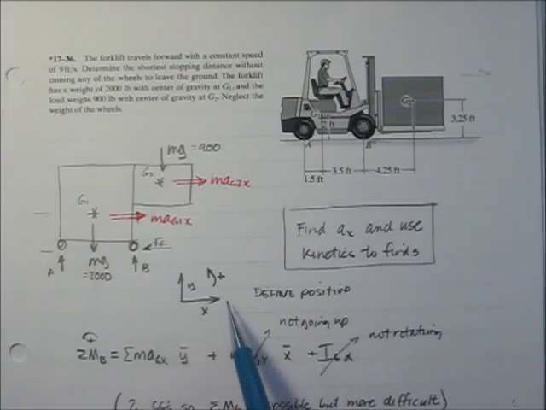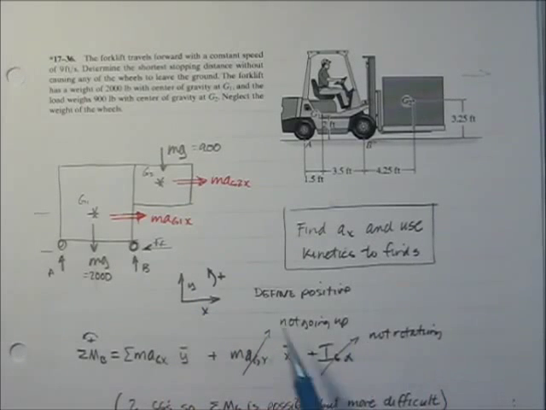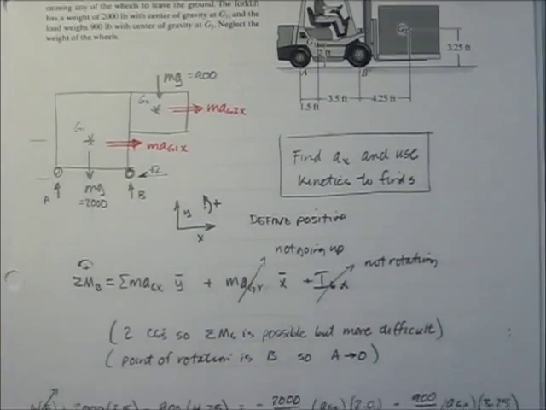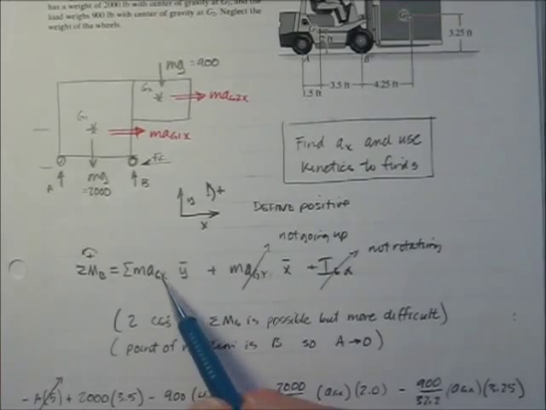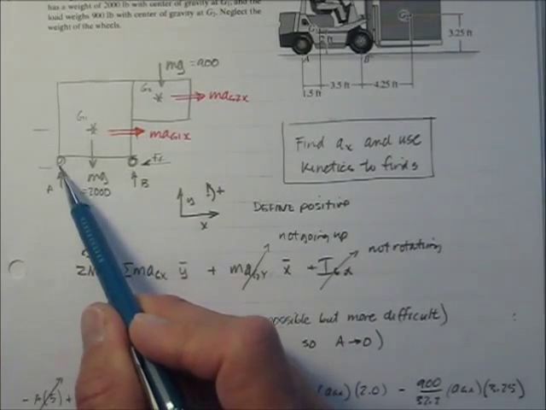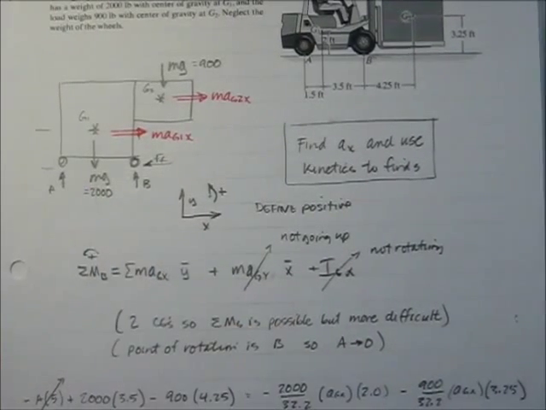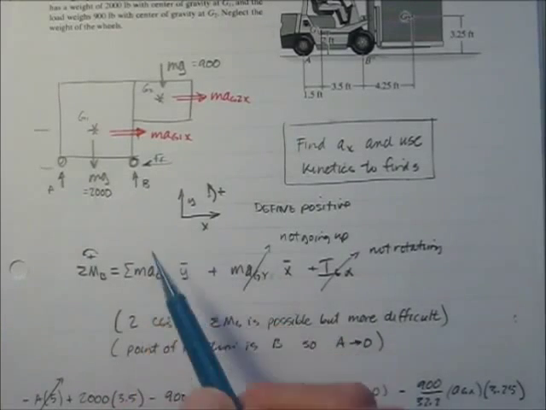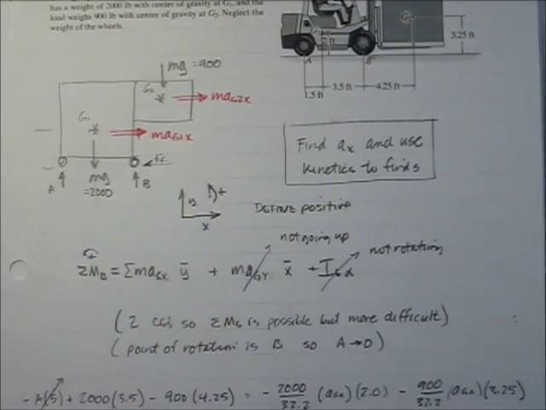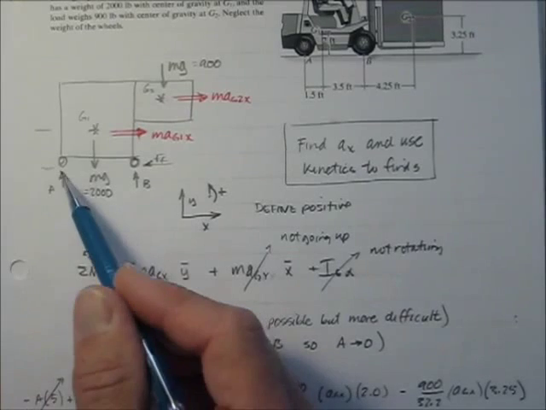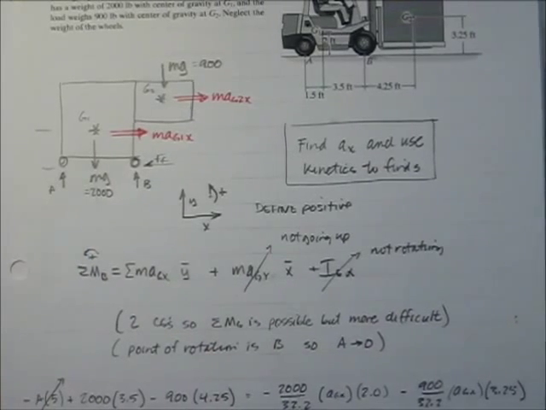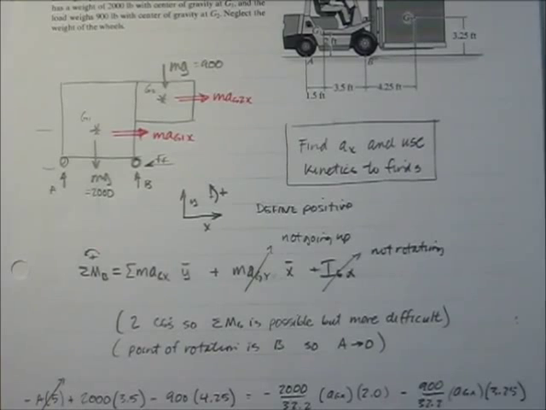All right, let's define positive. I'm going to call in that direction positive, in that direction positive for Y. I'm going to call moment as positive in the counterclockwise direction. So let's look at our moment equation. Because I know that A goes to 0, what we'll find with some experience is that the sum of the moments about B makes a lot of sense, because that way we've already got the answer for A, we don't have to resolve it again.